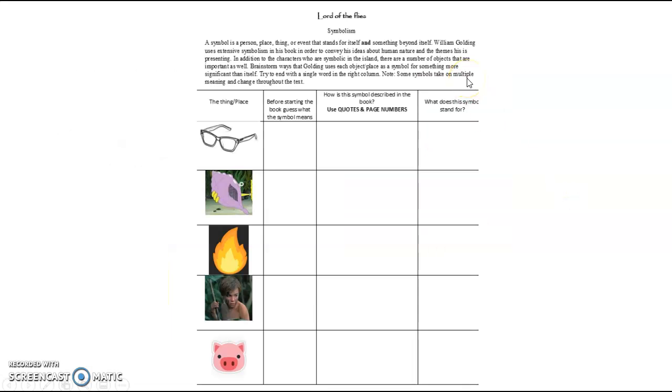Now, before we continue, go ahead and pull out the worksheet I handed out in class, and please fill out this second column titled Before Starting the Book. I want you to guess the symbol's meaning. So go ahead and take a guess at what the glasses mean, what the conch shell means, etc. Okay? Go ahead and pause this video once you see the yellow star in the right-hand corner, so you can fill in the answers.